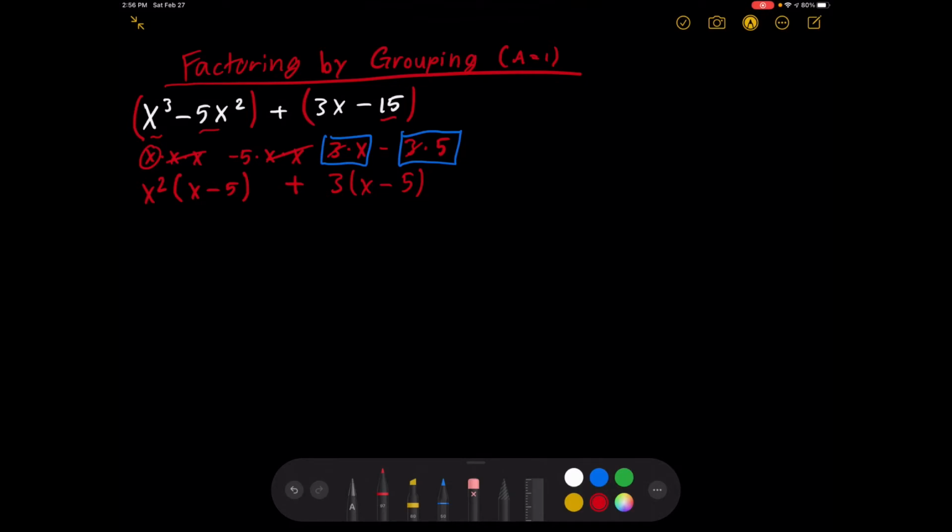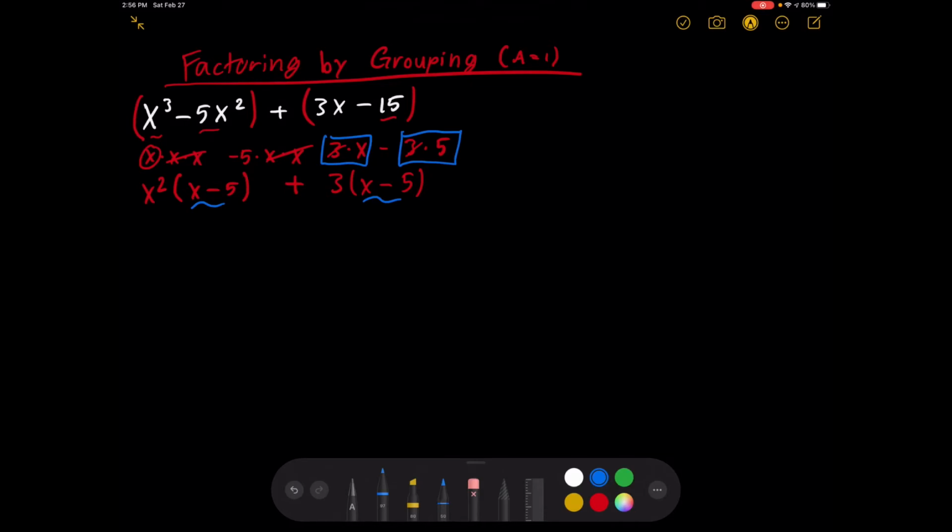But the next part is really easy once you get used to it. One important thing is, you see how this x minus 5 right here, and this x minus 5 right here, the stuff in the parentheses on the left and right side, they have to be the same. If you're going to move to the next step, they need to be the same. That's what factoring by grouping is. You need to have that x minus 5 be the same.